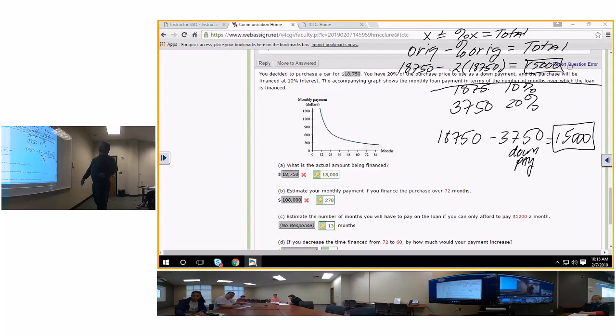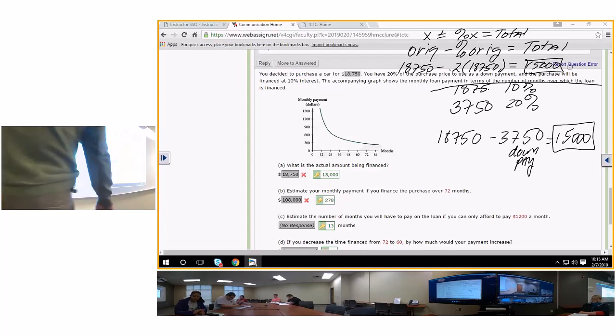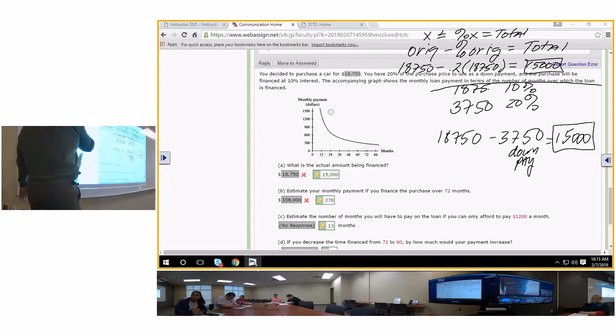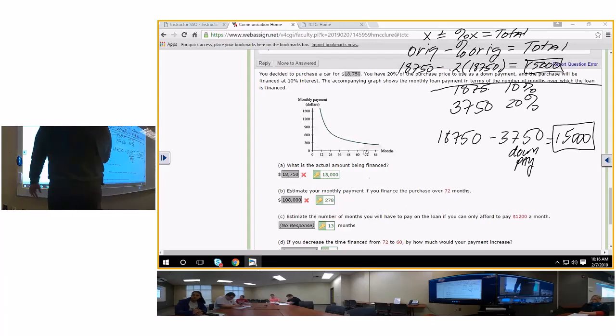All right, estimate your monthly payment if you finance over 72 months. Well, it sounds like they got to give you a formula, and it's A is equal to PRT. They didn't give you the formula for this, so I don't know how you could do it. I guess you read the chart. They didn't give you the formula. So estimate the payments at 72 months.